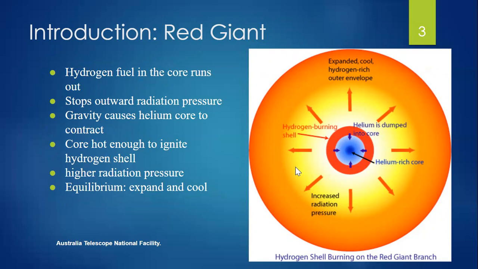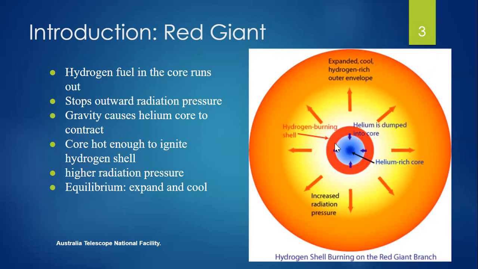So this stops the outward radiation pressure. Gravity causes the helium core to contract. The core gets hot enough to ignite a hydrogen shell. So you have a helium core. As the main sequence star is fusing hydrogen, since helium is a heavier element, as helium is created from hydrogen fusion, it goes towards the center of the core. So eventually the core is going to become helium once you have no more hydrogen in the core.